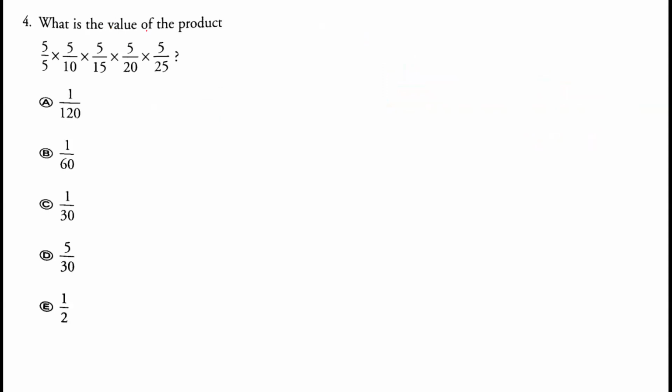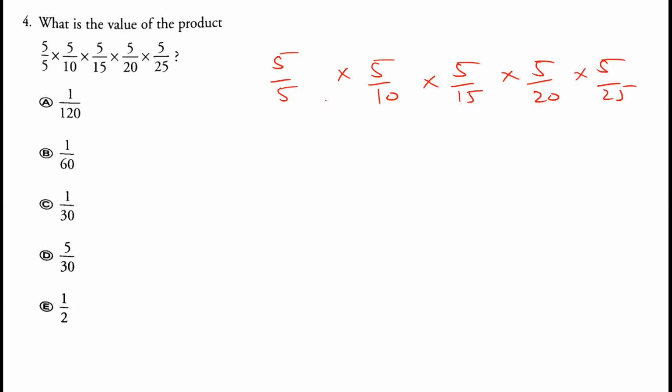Now what is the value of the product 5 by 5 into 5 by 10 into 5 by 15 into 5 by 20 into 5 by 25? There are a number of ways we can do this question. Maybe the simplest one is we cancel the 5s. 5 ones are 5, 5 twos are 10, 5 threes are 15, 5 fours are 20, and we have 5 fives are 25.